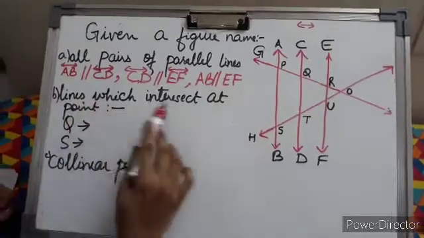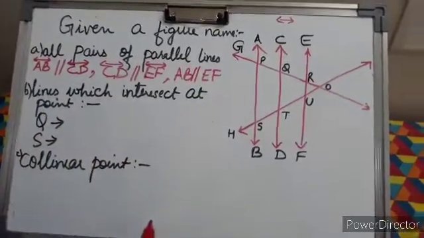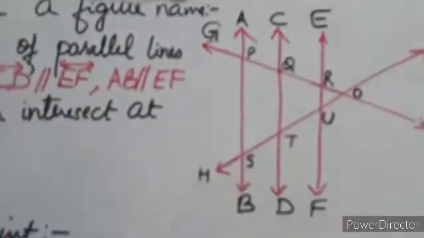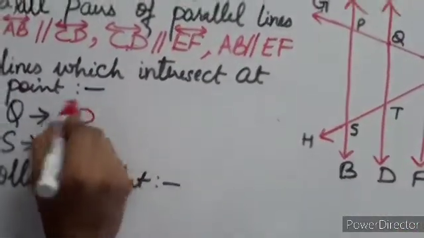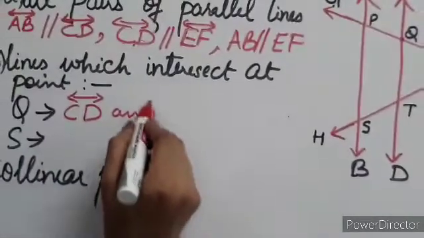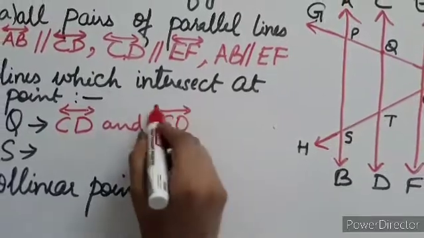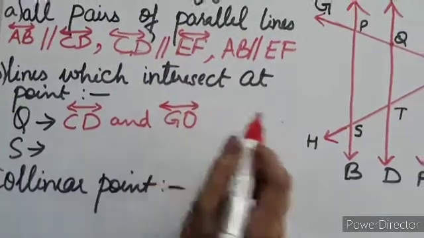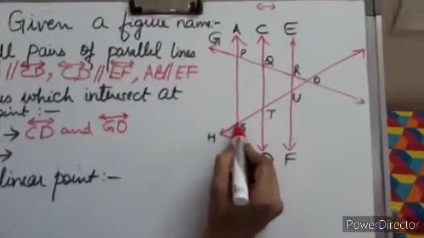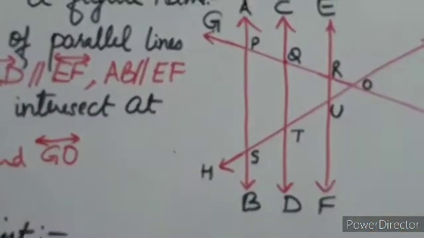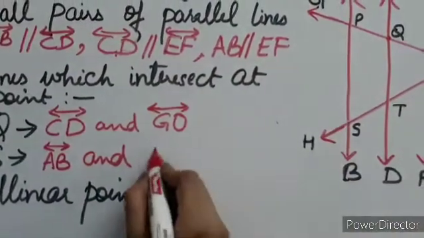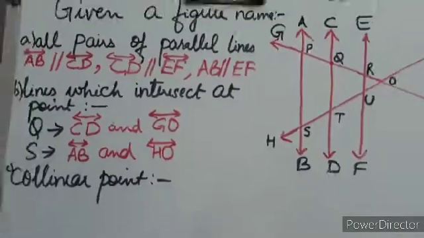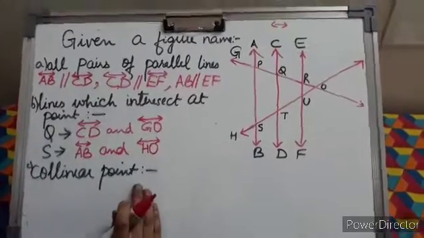Next question is lines which intersect at point Q. Where is point Q? Here. What are the two lines which intersect at point Q? You can see here CD and GO. So we'll write here, very easy, line CD and GO. Never forget to write the symbol because it will involve marks. So point S, intersecting at point S again, AB and which is the line HO. Okay, very easy. Now coming towards the next, collinear points.